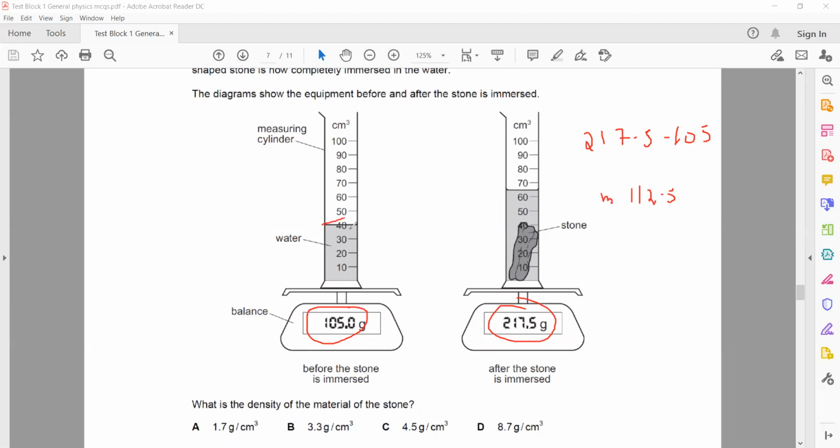What about volume? Originally it is 40, then it is between 60 and 70, so it's 65. So volume is equal to the difference, so it will be 65 minus 40, which is equal to 25. Now to get density, mass over volume, so we divide by the volume, which is 25, so we will get 4.5, which is C, the right answer.